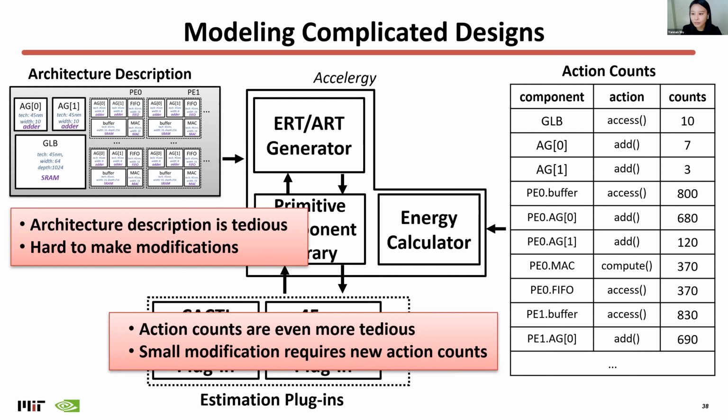And since we need to capture more components, the simulation time will significantly slow down in our performance model. Also, if we make a small modification to the architecture, we basically have to regenerate these action counts because some of the components' runtime behavior has changed. This makes the evaluation turnaround time longer because we have to rerun the simulation every time we make a small update. So we should solve this problem.